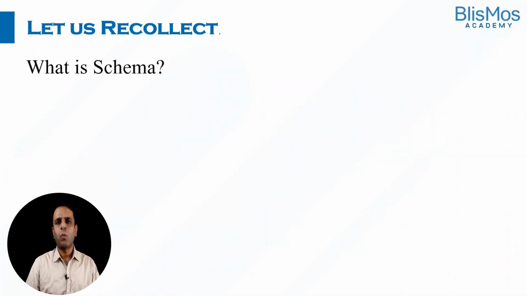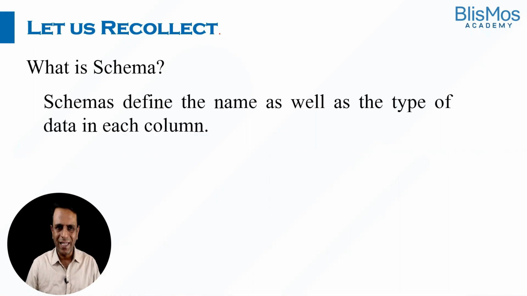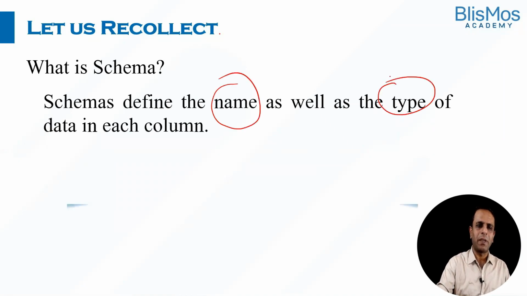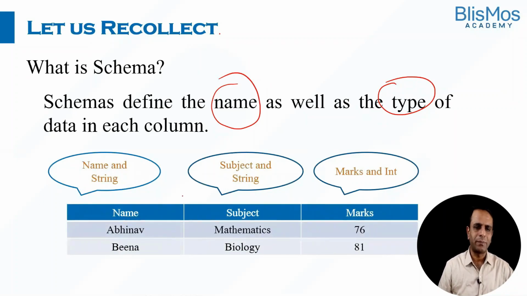One more important aspect is, what is schema? Can I just pause the video for a bit and try to recollect what is schema? Schema defines the name as well as the type of data in each column. So you can see we have a name and also type. If you take an example here, we have this particular data frame with around 3 columns, right? Name, subject and marks. Now the schema defines the name as the column name, and the type of the data it is holding is of string type.